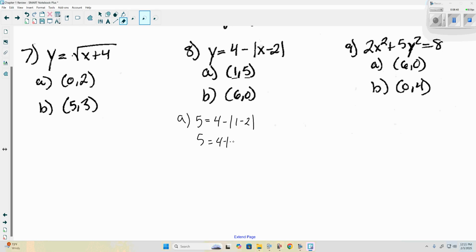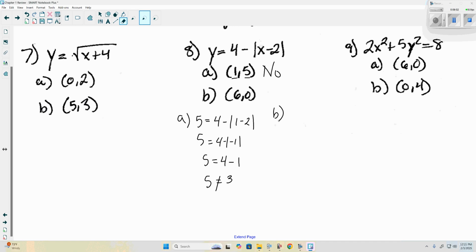Well, 1 minus 2 is going to be negative 1. Absolute value of negative 1 is 1. 4 minus 1 is 3. So for a, we can say no. 1, 5 does not lie on the graph because it does not give us a true statement.